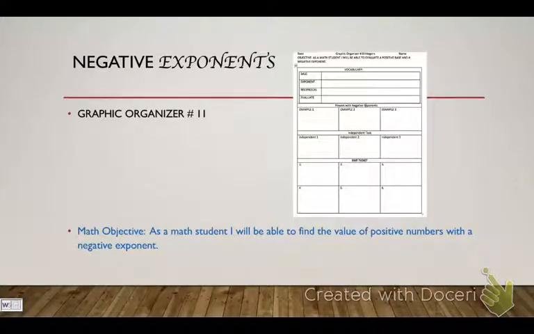You need graphic organizer number 11. Make sure that you have it. I don't think I wrote 11 up there. I believe I wrote 8. Ignore that, put 11, okay? All right, thank you very much, and get it right now.